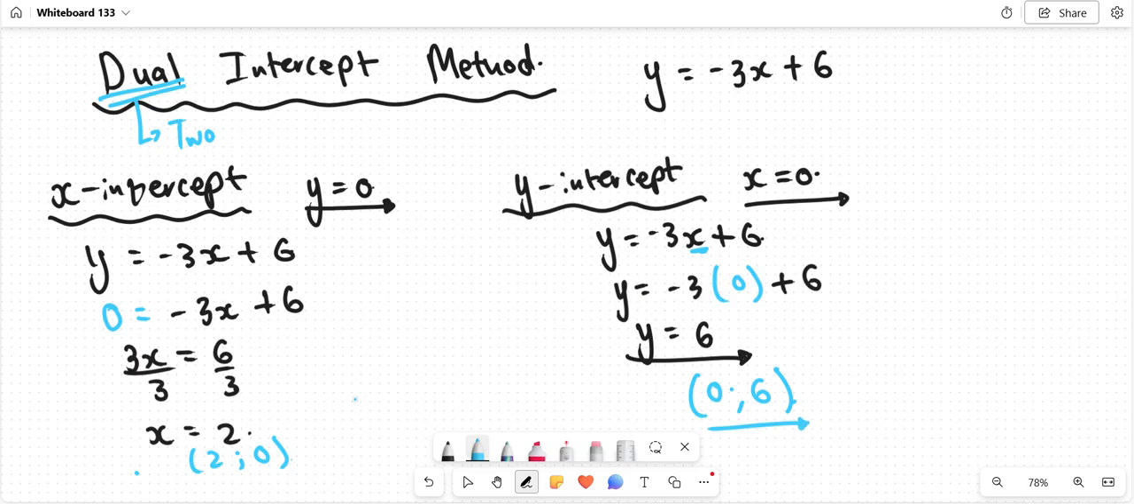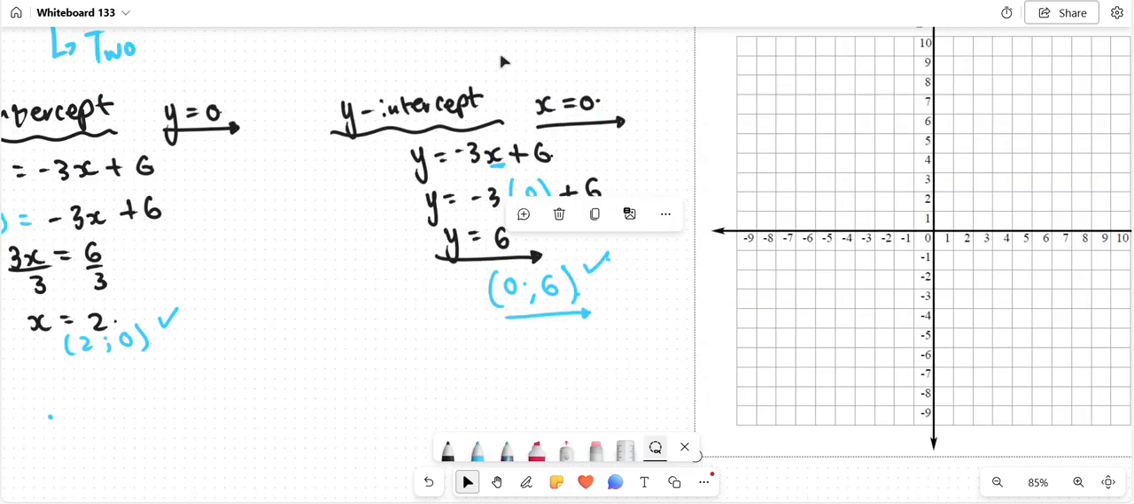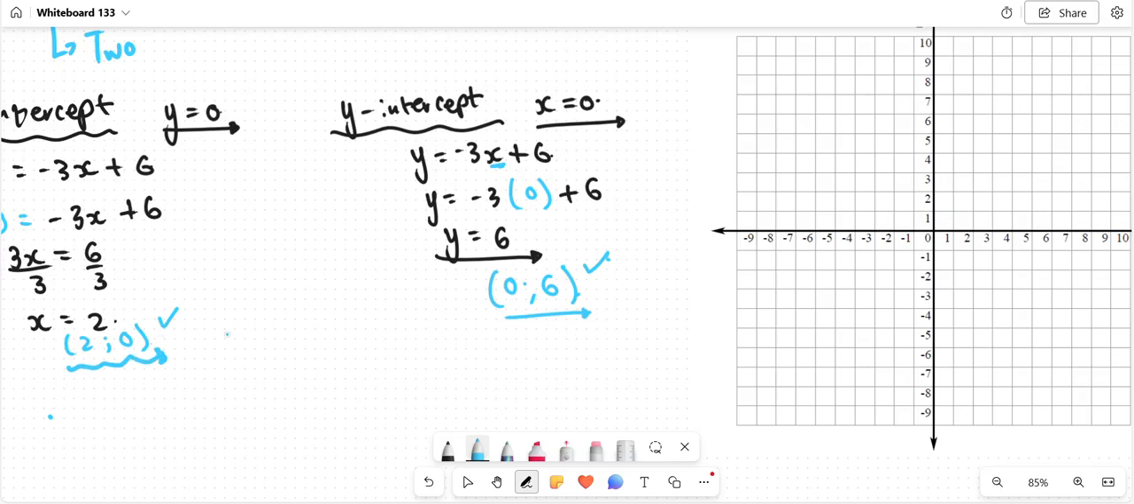Right? So now we have this guy and we have this guy. Now we need to move on and plot it onto our Cartesian plane. Let's have a look at how we're going to do that. Alrighty, so we've calculated these guys. We need to plot them. So the 2 and the 0, that will go on my x-axis, so it goes right there. The 0 and the +6 goes right there on my y-axis.